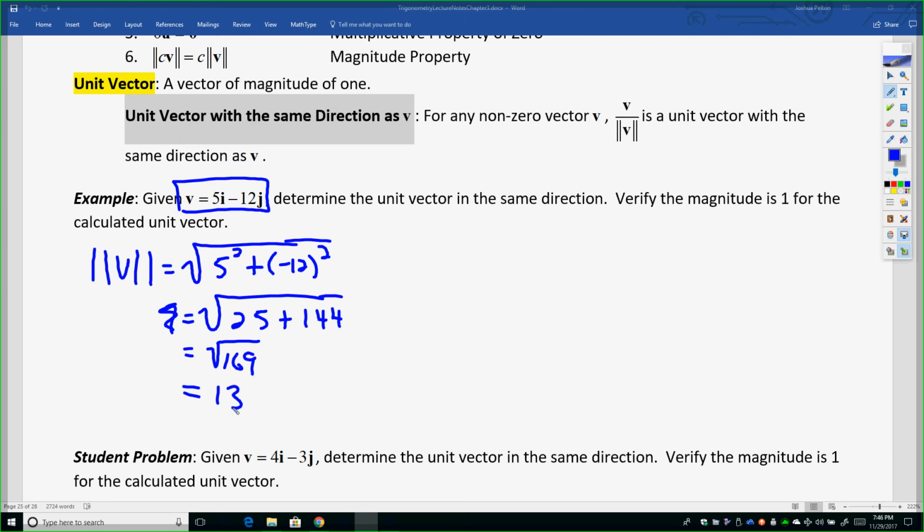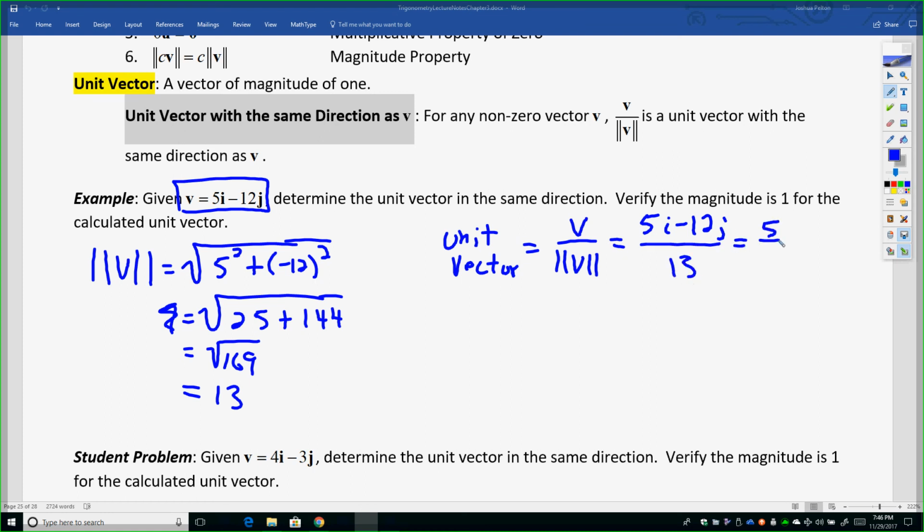So if I want the unit vector, I've got to use the formula, which is the vector divided by its length, which is the magnitude. So this vector is 5i minus 12j. So I divide that by 13. I get 5/13 i minus 12/13 j. So that is a magnitude in the same direction, but the length is only 1. So if it's a force of 1, or a velocity of 1, whatever the case may be. All right, pause the video, try the student problem.